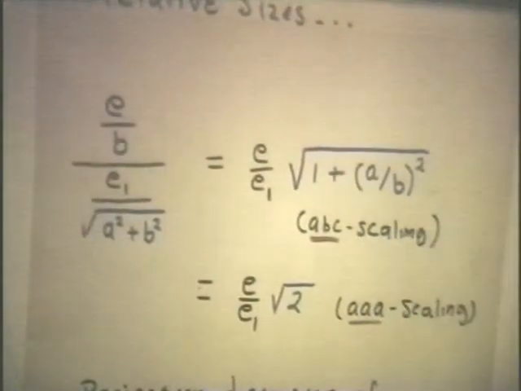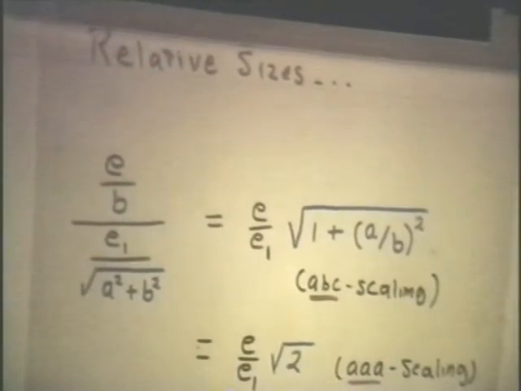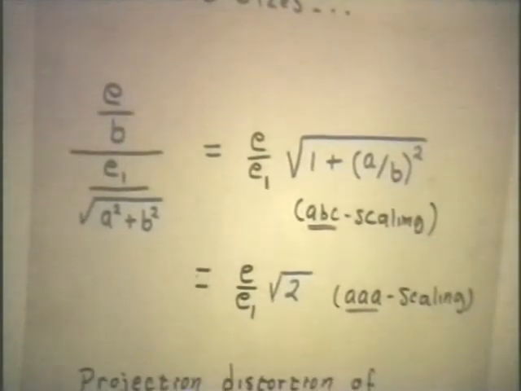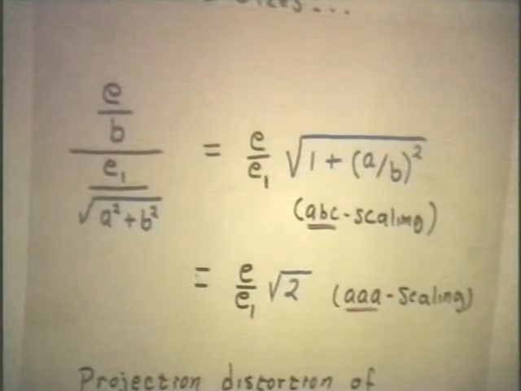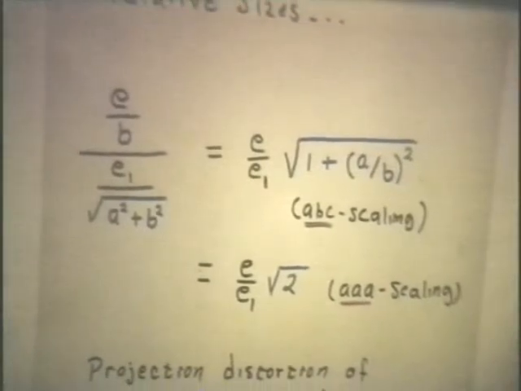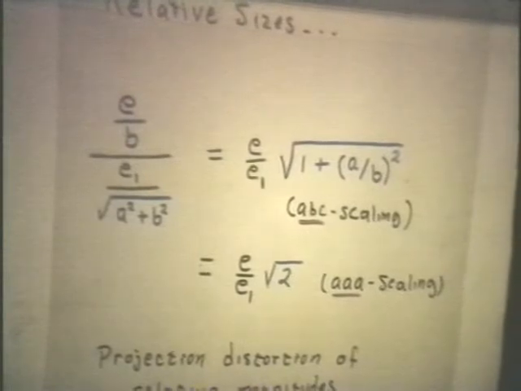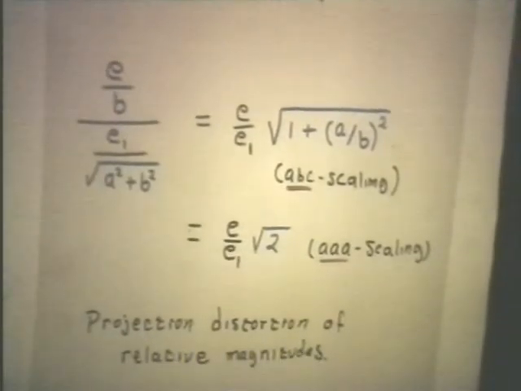Here is one consequence of scaling. If we look at what's on the vertical axis, E over B, and look at what's on the horizontal, the E over the square root of A squared plus B squared, what's really on the diagonal axis, then the ratio of the residuals is going to be multiplied by a constant which is the root of 1 plus A over B squared. And that's the distortion caused by scaling. When you look at the plot, you're not looking at relative magnitudes, you're looking at relative magnitudes multiplied by a constant that typically you don't know.